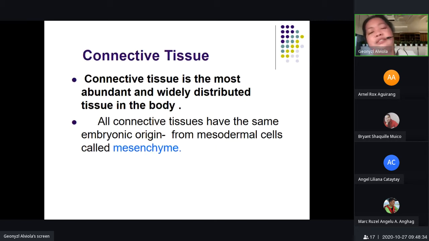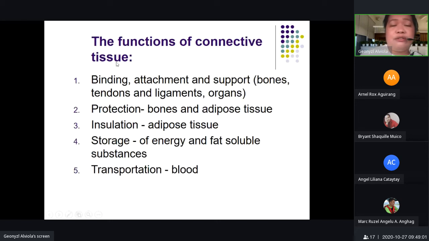Now, let's proceed to connective tissue, the second type of tissue, primarily for connecting tissues to one another. The connective tissue has the same embryonic origin from mesodermal cells called mesenchyme. Epithelial tissue is derived from ectoderm in origin. The functions of the connective tissue are binding, attachment, support, protection, insulation, storage, and transportation. It has many functions.